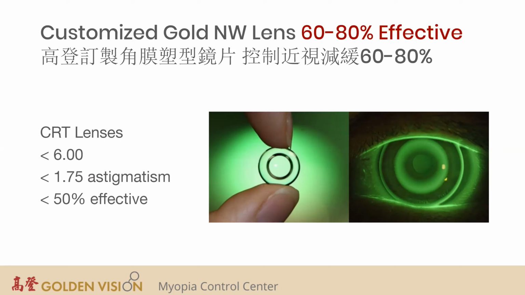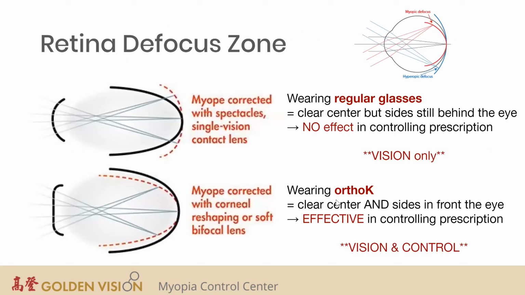Whereas with a customized lens, because we design the lenses according to the shape of the cornea using a special topographic measurement, you can really fit the lenses much more closely to the cornea of the eye. We can achieve about 60 to 80% effectiveness. So the effectiveness is much higher with custom-made night wear Ortho-K lenses.